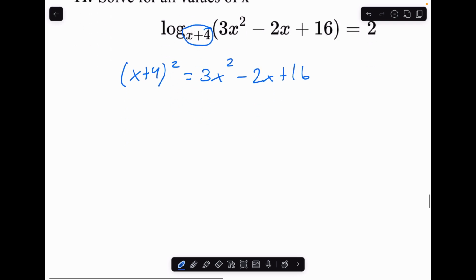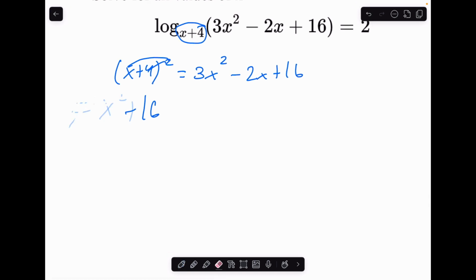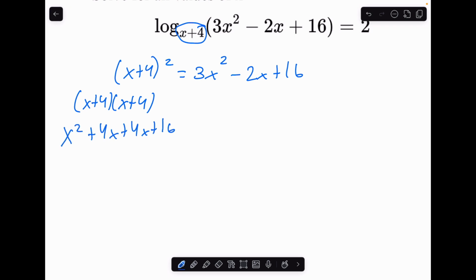Then we're going to FOIL this out. Do not distribute the 2. This is not equal to x squared plus 16. Remember, you cannot distribute if you have a plus or a minus, multiple terms in there. What we have to do is write it out twice and multiply. So x plus 4, x plus 4. We get x squared plus 4x plus 4x plus 16, which is x squared plus 8x plus 16.